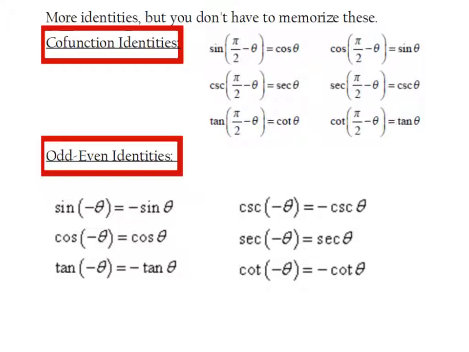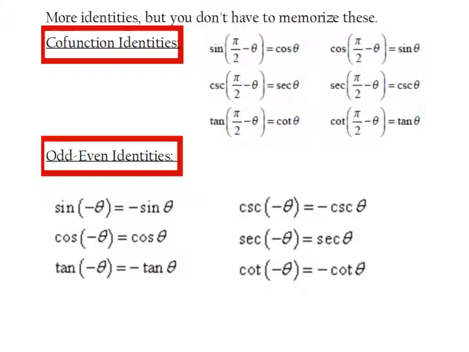The cofunction identities really have to do with recognizing the phase shift that happens between sine and cosine, that the only difference between them is a phase shift, and same thing with the cosecant and secant, and same thing with tangent and cotangent. So recognizing that if I take pi over 2 minus theta, and that's the cosecant, I could just replace that whole mess with secant theta.